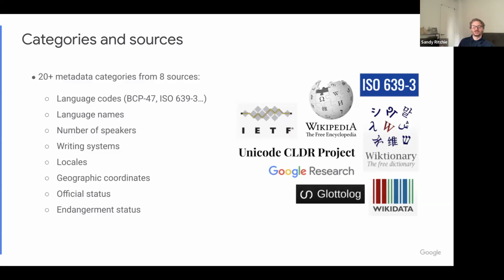voluminous and complicated part of the repo, because you wouldn't believe it, but for every single language, there are many, many names. And then there are all the names of all the languages in all the other languages. So we tried our best to standardize and collate what's going on there, but there's a lot of diversity. Then number of speakers, writing systems, locales in the sense of countries or regions where the language is spoken, geographic coordinates, official status, and endangerment status.